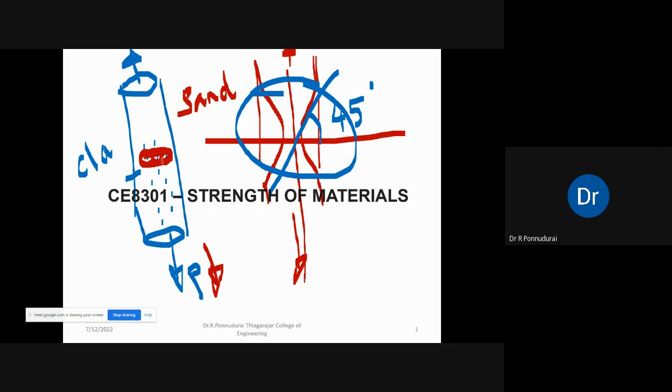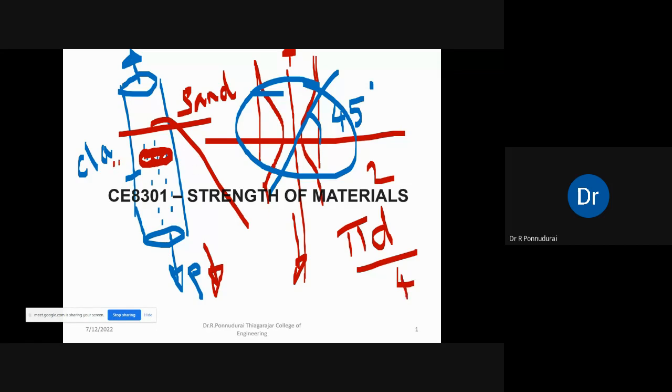So the net area of cross section here, when we look at the area of cross section here, is pi d squared by 4. But in this plane, if you look at the area of cross section, it will be pi d squared by 4 minus this air void. So the area of cross section reduces. Yes or no? Net area of cross section reduces. Okay?